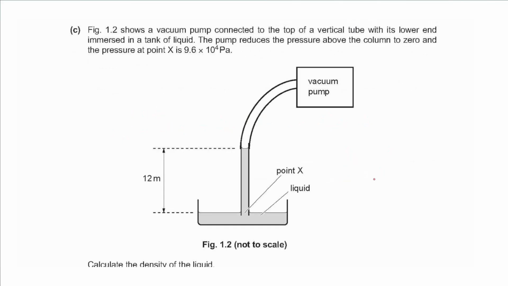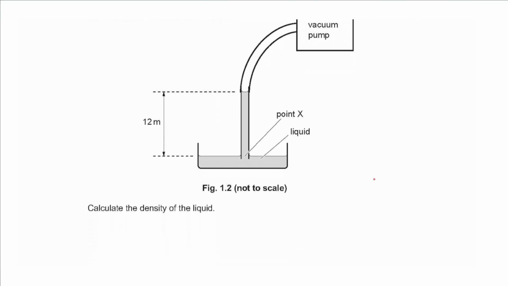Part C is about barometers and manometers, so you can skip this part for the new syllabus. It says figure 1.2 shows a vacuum pump connected to the top of a vertical tube with its lower end immersed in a tank of liquid. The pump reduces the pressure above the column to 0 and the pressure at point X is 9.6 times 10 to the power of 4 Pascal. Calculate the density of the liquid.